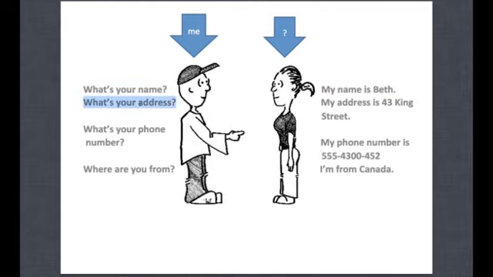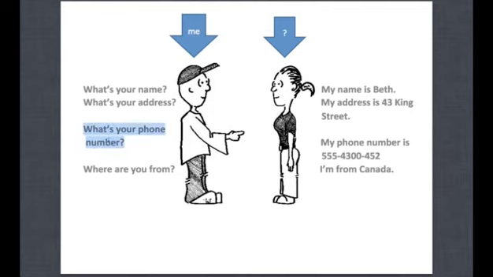Now I asked her, what's your address? I asked her about her address, where she lives. She said, my address is 43 King Street. So she lives on King Street. The name of the street she lives on is King. Maybe there is something missing here. What's the name of the king? We will know now why there is no name.